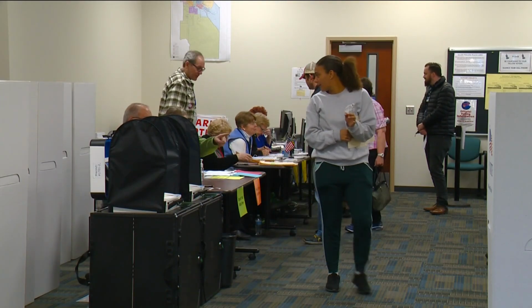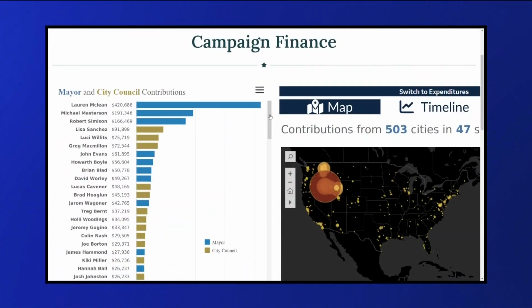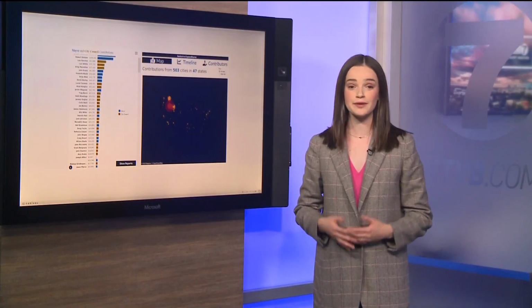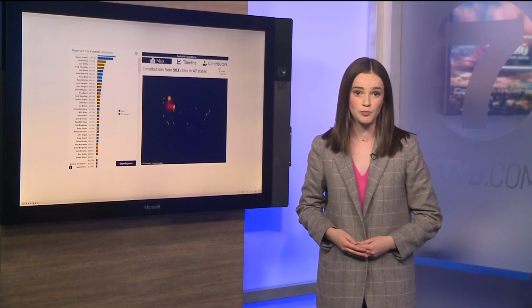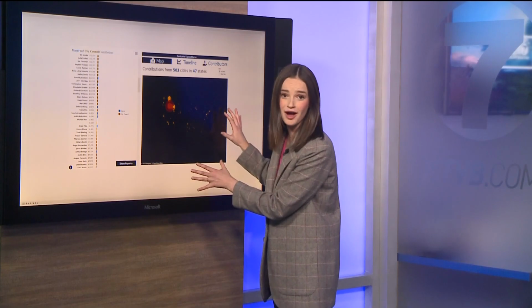Local elections are right around the corner. But who gives money to Idaho candidates and from where? Transparency is our number one goal. That's why the Secretary of State's office created a new campaign finance and lobbying dashboard. It lists all the mayoral and city council candidates. Right next to their names, you can see how much money they've raised. And this heat map right here shows where it's all coming from.